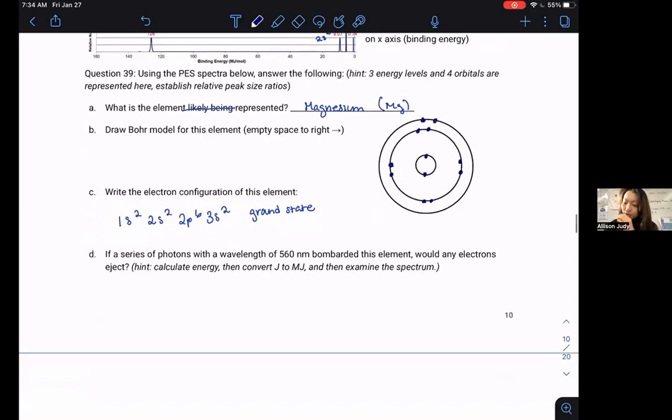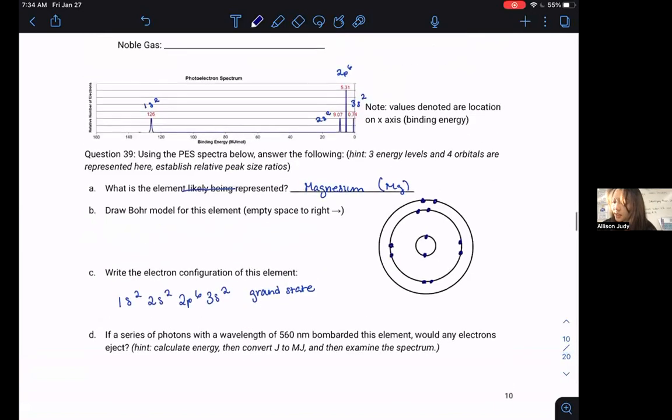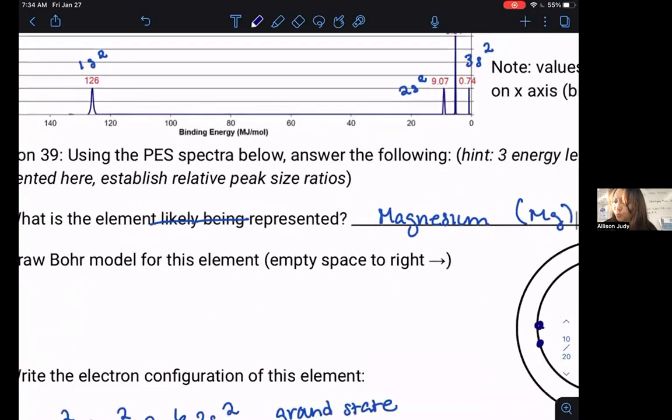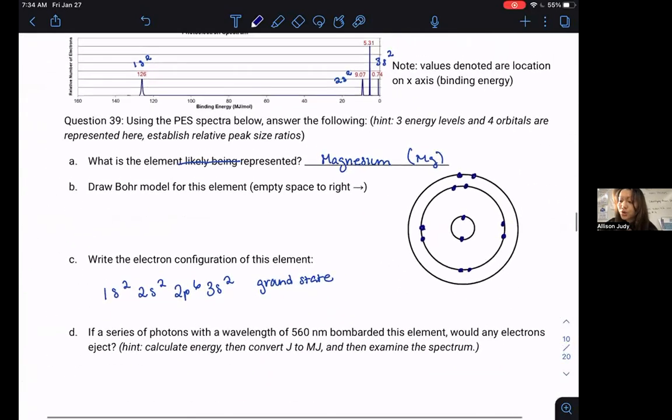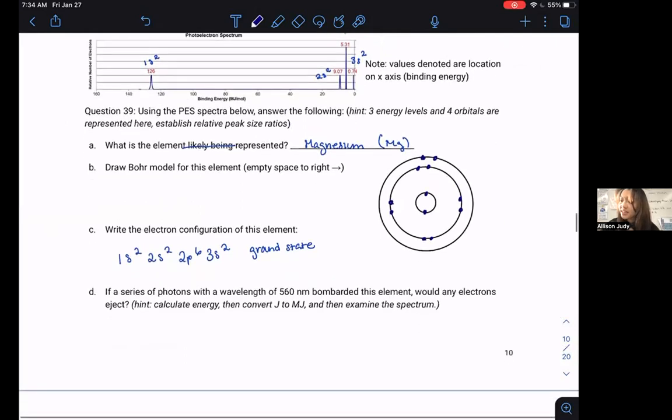And then finally, we have the question: if a series of photons with a wavelength of 560 nanometers bombarded this element, so this is the energy that we shoot it with, the energy particles we shoot it with, would any electrons eject? So hint, calculate the energy and then convert joules to megajoules, because our graph is in megajoules per mole. The binding energy is also equivalent to the energy that's required to eject an electron, and then examine the spectrum.